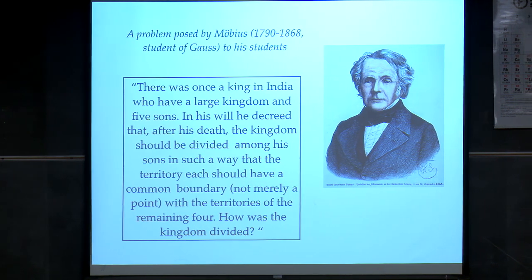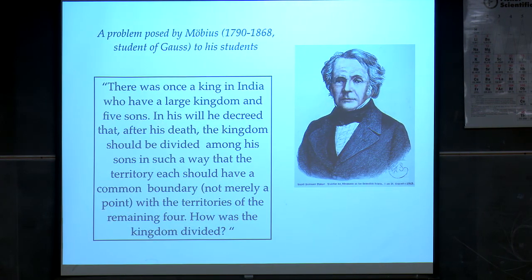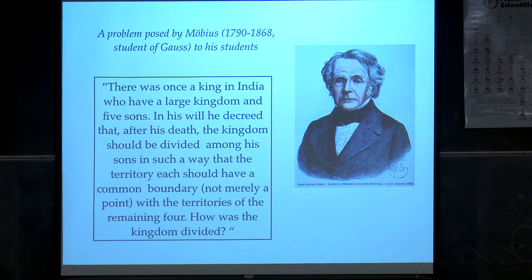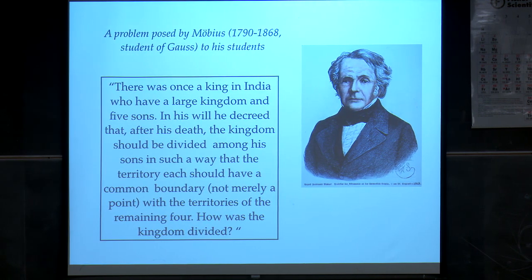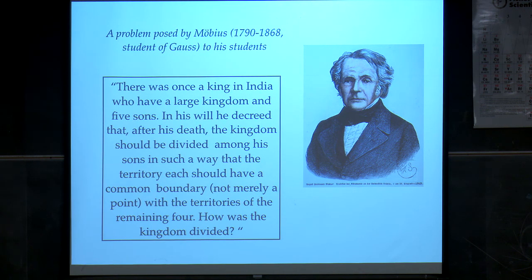But anyway, he proposed this problem in a class. He said there's a king in India who had 5 sons, and they have to divide the land, but he wanted every son to be able to visit each other without touching the other sons' land. So the regions divided don't have to have the same shape or even the same size, but every region should share an edge with every other. So the question is, how can you divide the land?